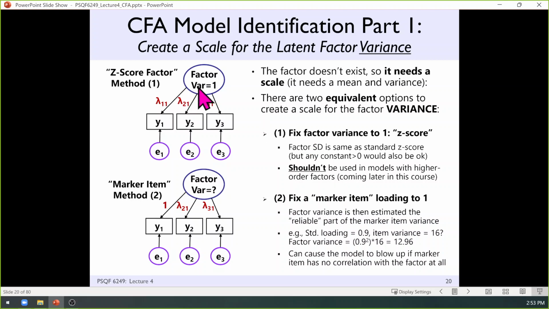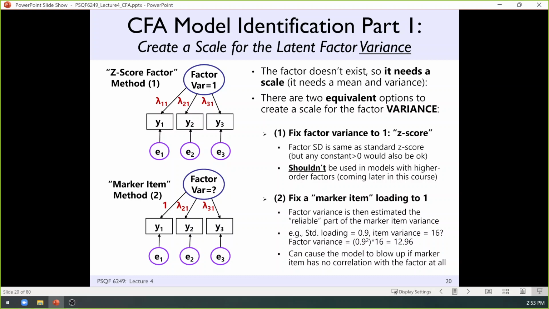Okay. With me so far? So if you want to give your factor a scale, option 1, make up its variance and say variance is 1. Boom, fix it. The other is to let it figure out what the variance must be in relation to one of the items. So the other choice here is to fix one of your item loadings to 1. The item that you have chosen to fix its loading is called a marker item.